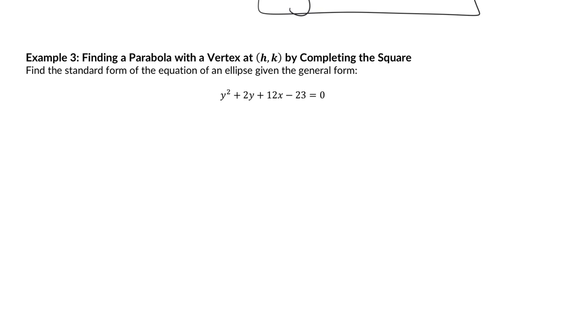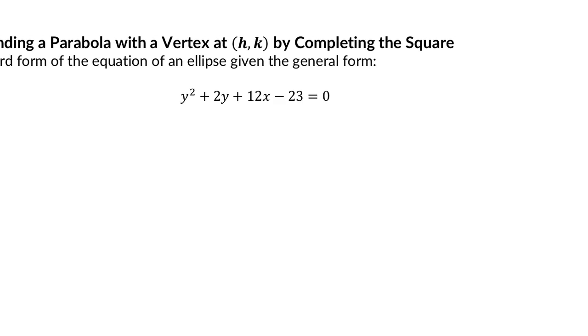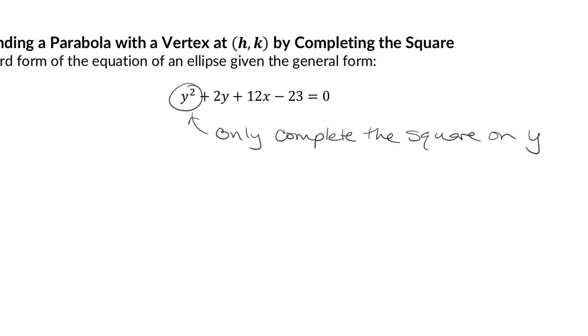But my question for you is, are we completing the squares on the y's or on the x's here? On the y's. Why? I want you to circle this real quick and write yourself a note that we only complete the square on the y's, because there's no squared x term.